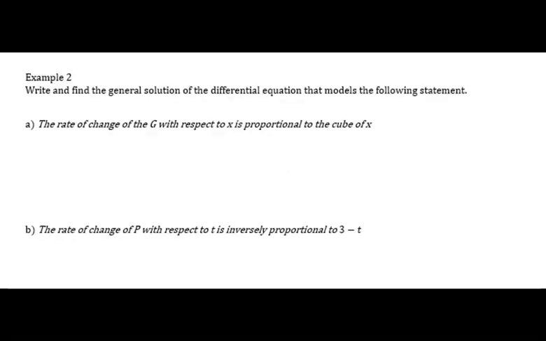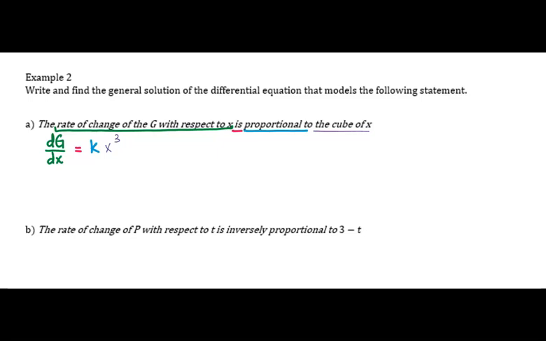So here in example 2, we want to write and find the general solution of differential equations that model the given statements. So in part A, we start off with the rate of change of g with respect to x. That means the derivative of g with respect to x, so that is dg dx. Then they tell us that is means equal sign. Proportional to means we're going to have to introduce a constant of proportionality, and it is proportional to the cube of x, and the cube of x is written as x cubed. That proportional to is just a constant k.